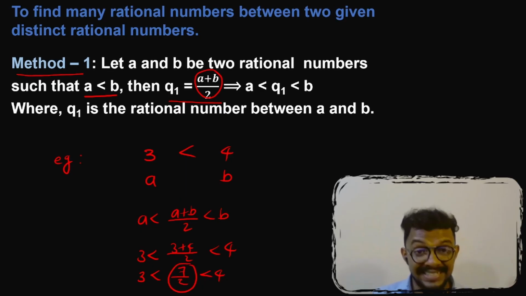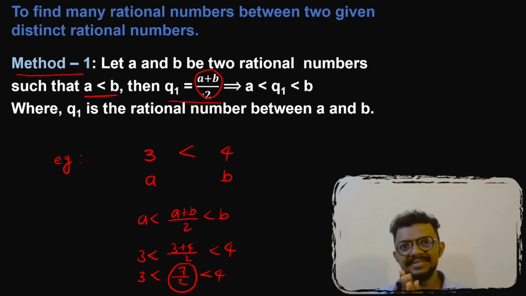Suppose the question is to find three rational numbers. What will I do? Again, I will do the same process between 3 and 7 by 2, and again, I can do this forever. Otherwise, between 7 by 2 and 4, I can find a rational number: 7 by 2 plus 4, all divided by 2. For any rational numbers A and B, A plus B by 2 will be between them.